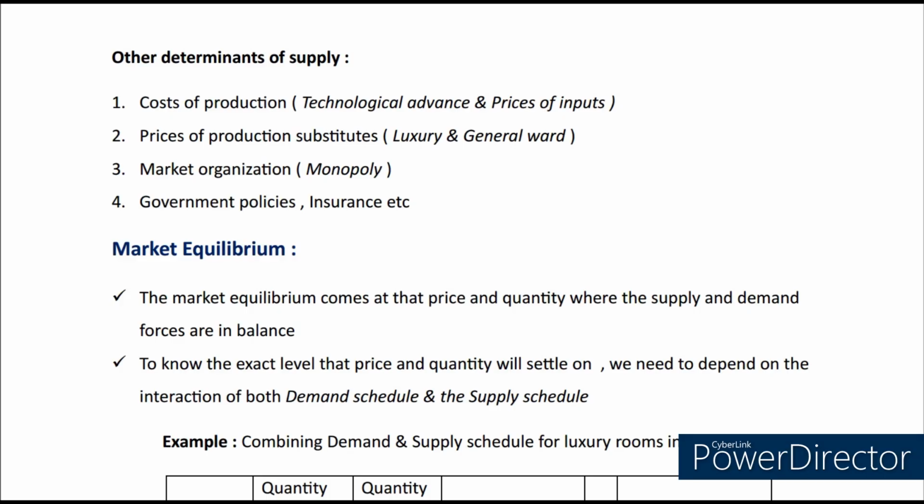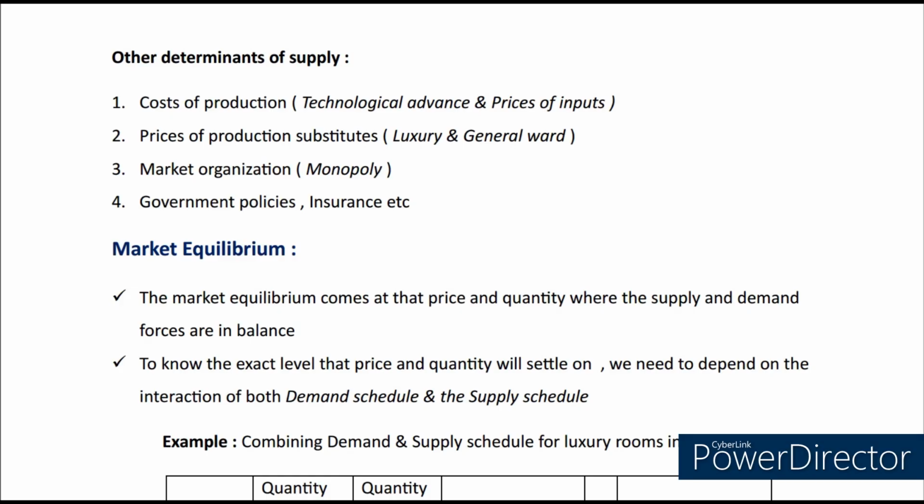And now coming to the second determinant, that is the prices of production substitutes. So we have luxury rooms and the general ward. The substitute for a luxury room is the general ward. So the price of the general ward will also determine the supply.